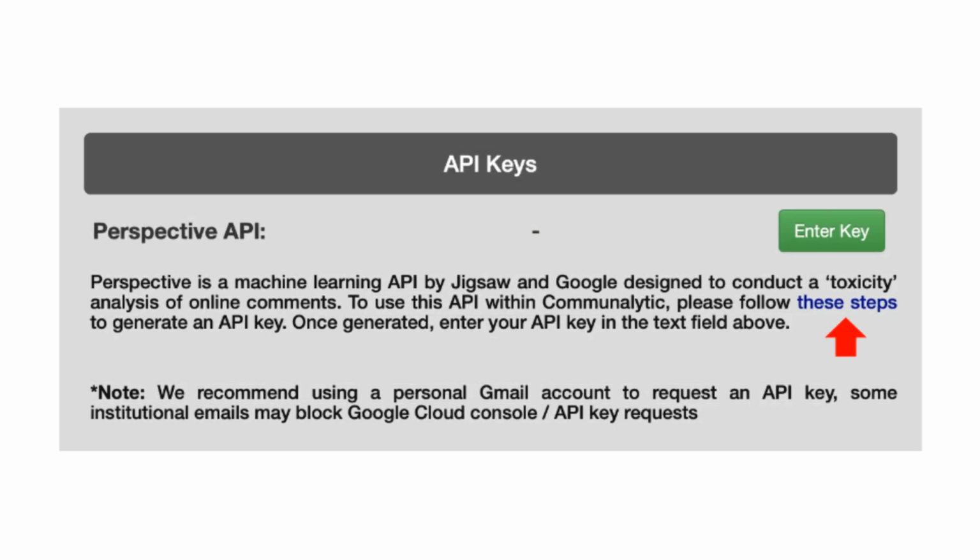Step 2. From here, look for a section called API Keys. If you already have an API key for Google Perspective, click the Enter key button to add your API key. If you don't have a Perspective API key, we will explain how to apply for one from Google.